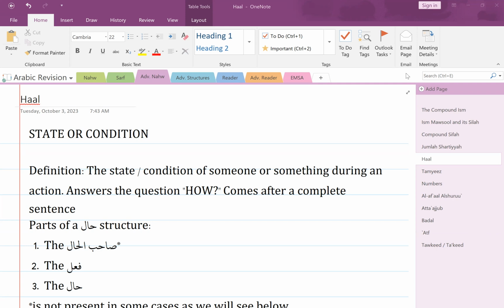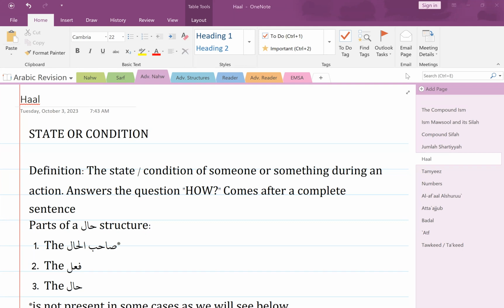So when we were going through the list of maf'uls, we talked about maf'ul fihi, maf'ul lahu, maf'ul bihi, maf'ul hal. So maf'ul hal basically answers the question, how? How did something happen? Or how did the action, the verb, come into being, or how did it happen?